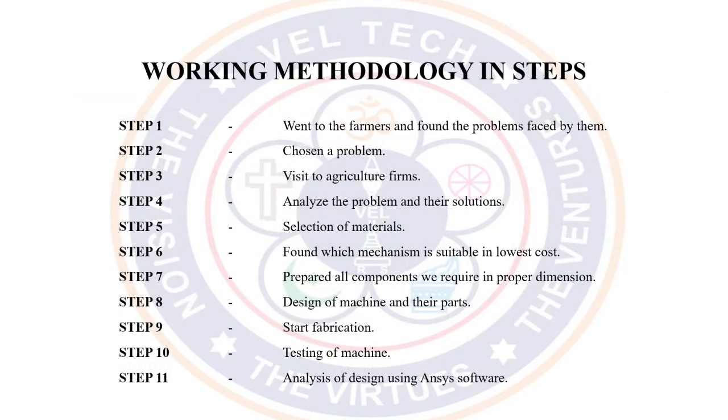Working methodology and steps. Step 1. Went to the farmers and found the problems faced by them. Step 2. Chosen a problem. Step 3. Visit to agriculture firms. Step 4. Analyze the problem and their solutions. Step 5. Selection of materials. Step 6. Found which mechanism is suitable and lowest cost. Step 7. Prepared all components we require in proper dimension. Step 8. Design of machine and their parts. Step 9. Start fabrication. Step 10. Testing of machine. Step 11. Analysis of design using ANSYS software.